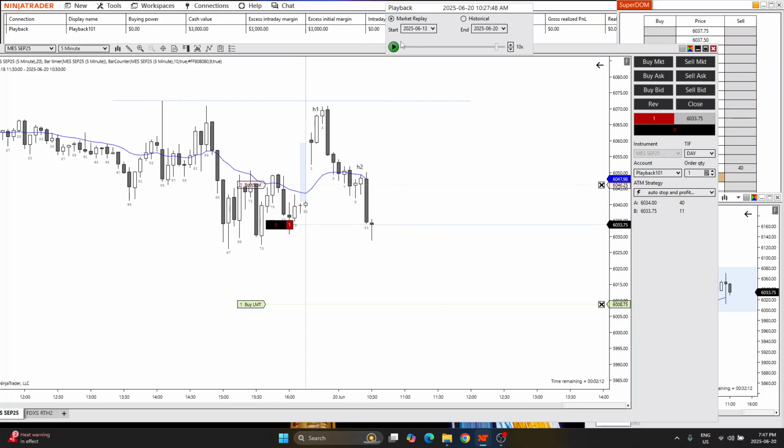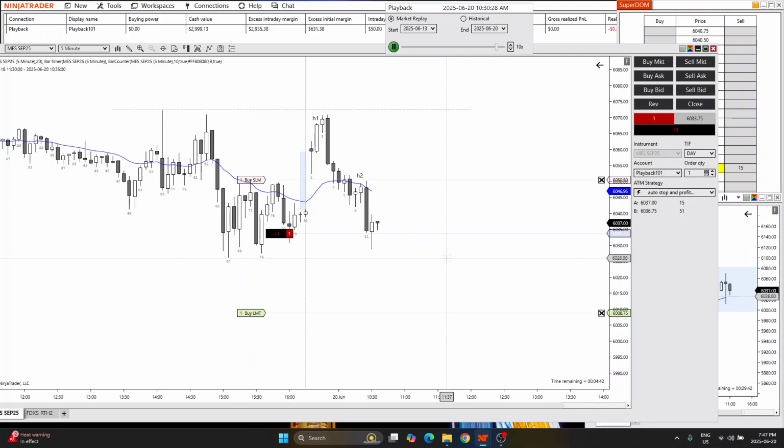Order filled. And then stop loss 55 points above the entry. That's a huge stop loss. So trade is small, and the profit target would be the 2R.